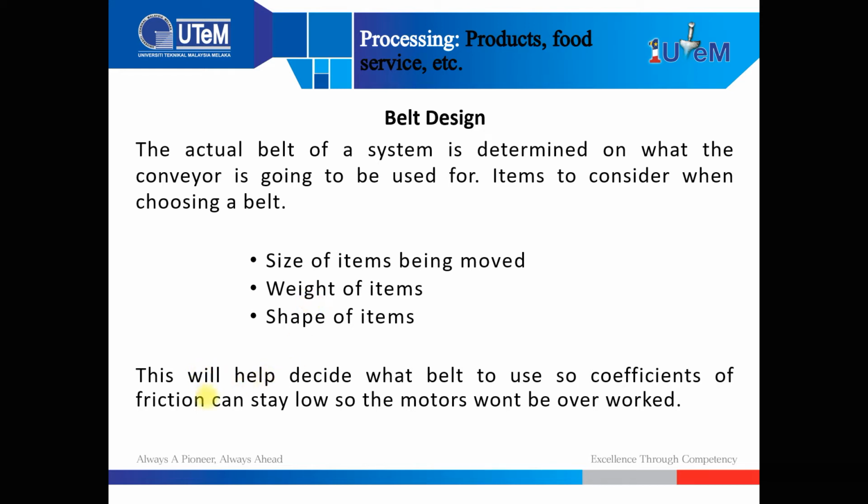Okay, so this will help decide what belt to use, so coefficients of friction can stay low so the motor won't be overworked. So that's why we need to consider all these criteria. So because of this reason lah, because we want to make sure that the motor won't be overworked. Okay, kalau motor overworks, so dia akan ada inefficient operation lah.